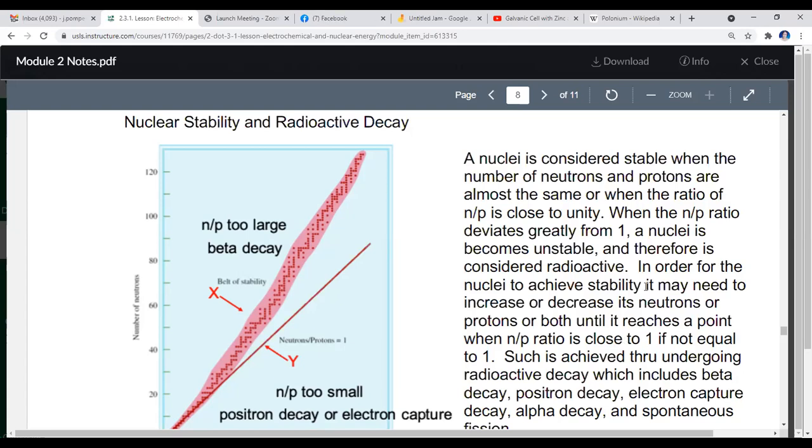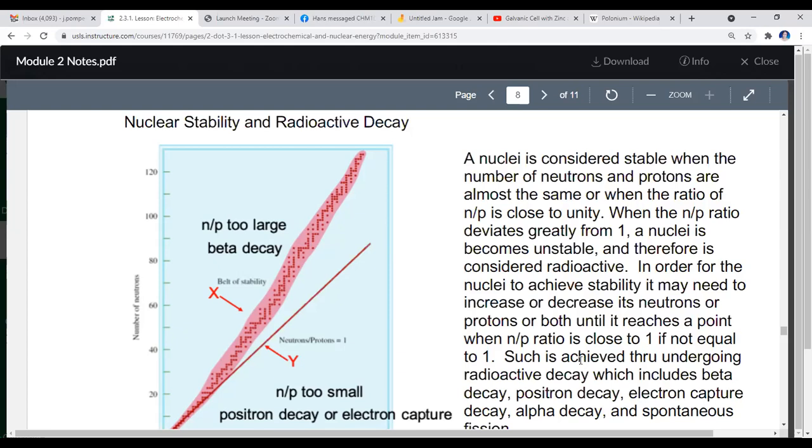In order for the nuclei to achieve stability, it may need to increase or decrease its neutrons or protons, or even both, until it reaches a point where the N to P ratio is close to 1, if not really equal to 1. So the nucleus of the atom needs to give away the neutrons or the protons with the goal of making the ratio of the number of the two in the nuclei of the atom almost 1, if not equal to 1.